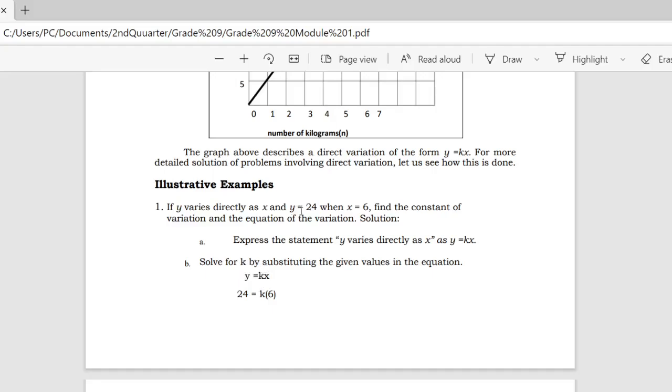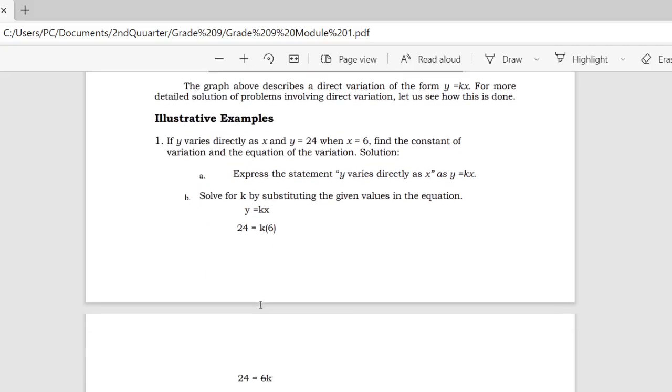But your y given is 24 and your x is 6. So find the constant of variation and the equation of the variation. Letter A, you are going to express the statement as y varies directly as x. So that is letter A. Letter B, solve for k by substituting the values in the equation. Since this is the equation, given the y and given the x, replacing the values, it becomes like this.